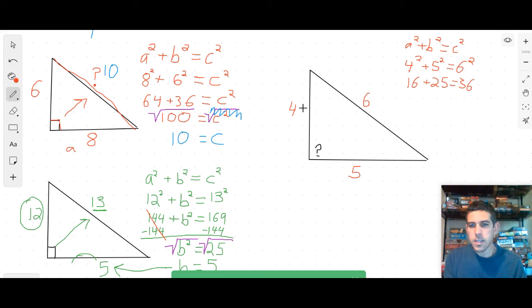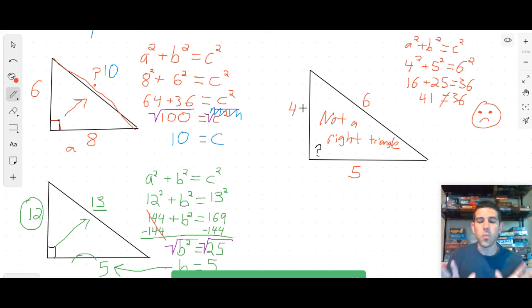All right, let's keep going. 16 plus 25, that's going to make 41. Wait a second, 41. 41 is not equal to 36. That's bad, which means, since it did not work, the Pythagorean theorem didn't work for this triangle. This is not a right triangle, meaning that the degree down here is going to be something other than 90 degrees. I don't know. This only works for 90-degree triangles.